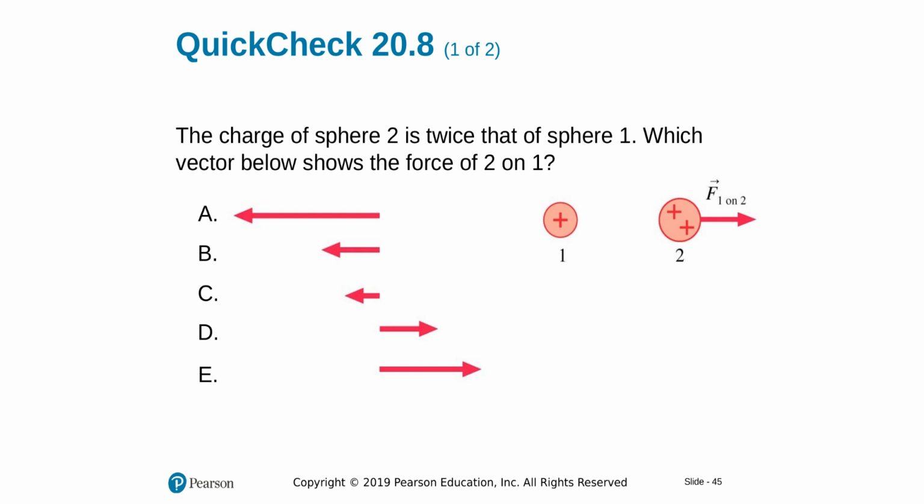The charge of sphere 2 is twice that of sphere 1. Let's call this Q, and this 2Q. Which vector below shows the force on 2 by 1? Force on 1 by 2 is always equal to force on 2 by 1. They are action-reaction forces. They both are positive, so they will be pushing on each other. It will be to the left. And if this force is F, this force will also be F, or let's say 5 newtons. It will be to the left and the same size, and here is your answer.